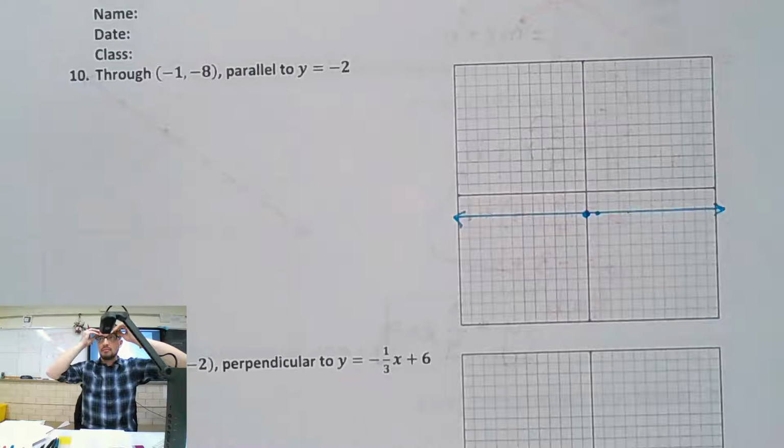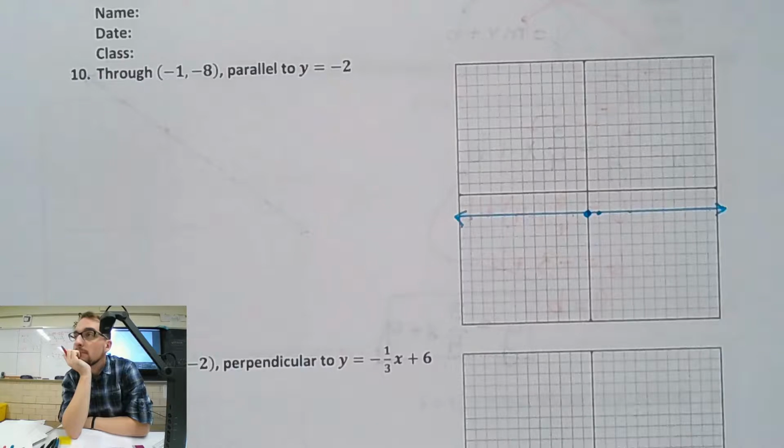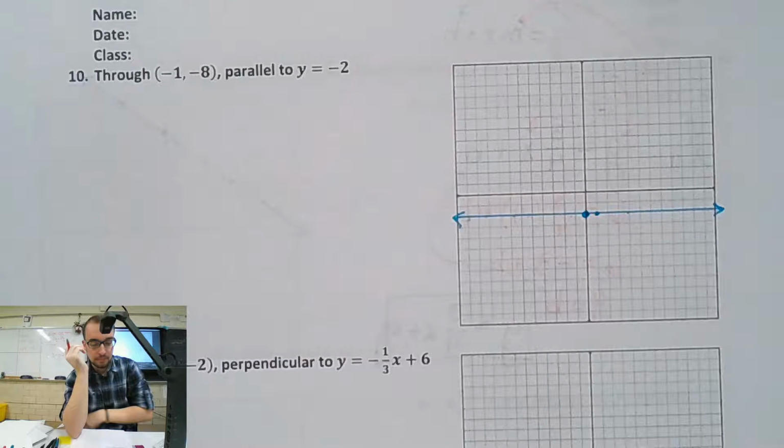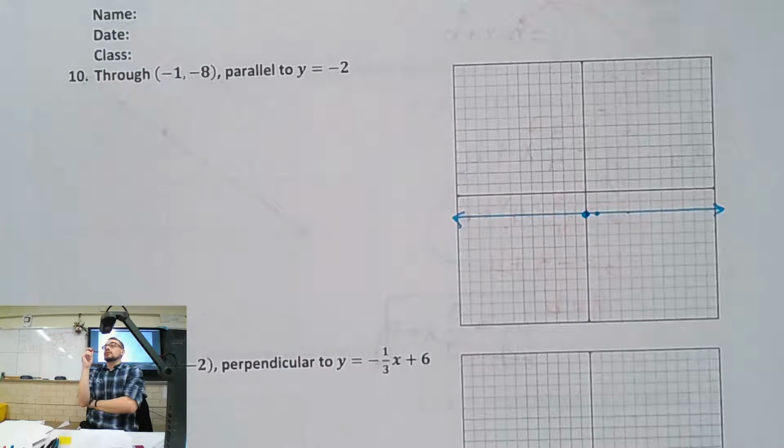So it just says whatever variable, X or Y. Just whatever X or Y. Corinne, that's true for parallel but not perpendicular.